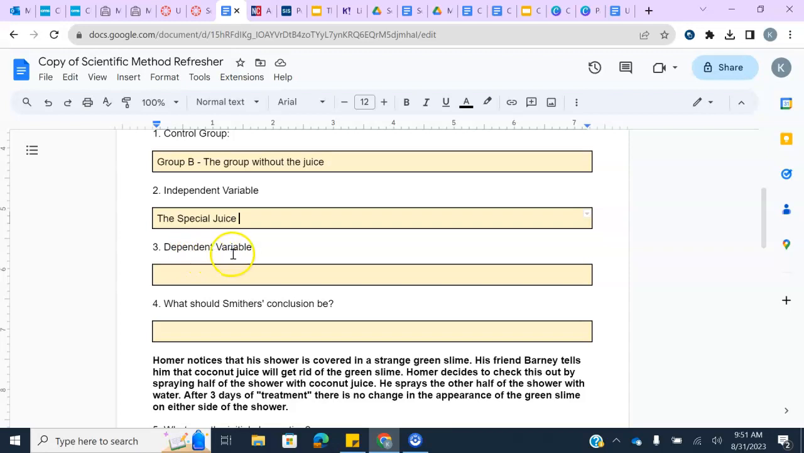Number 3 is the dependent variable. So remember, the dependent variable depends on the independent variable. The easiest way to think about it in an experiment is that the dependent variable is what you measure. So what are the results that you're measuring in the experiment?